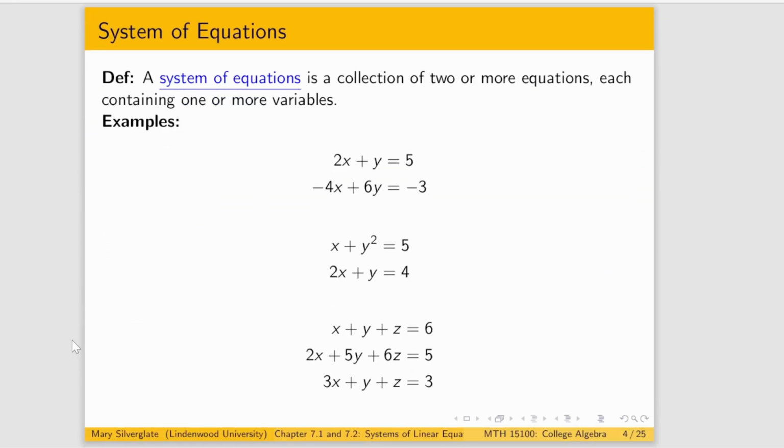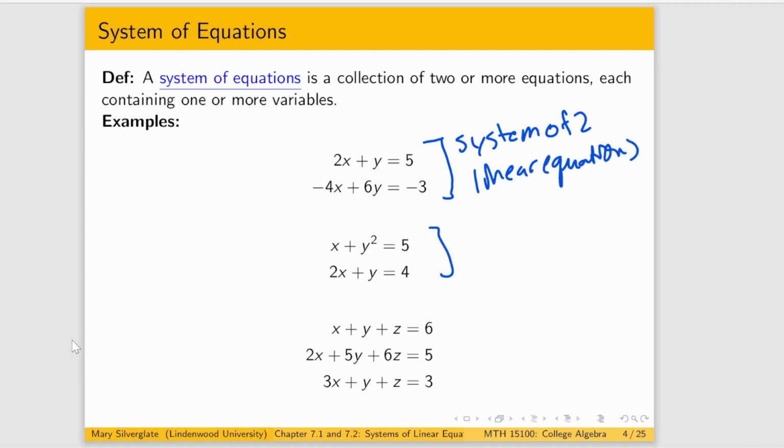So first of all, just definition-wise, a system of equations just means you have at least two equations, if not more, where you're solving for all their unknowns. This first one is probably what you're most familiar with. That would be a system of two linear equations. Both of these are lines. The second one might be something that you've seen before, which would be a system of two nonlinear equations. While the second equation is linear, the first one is not.